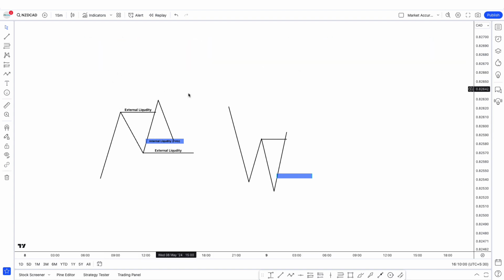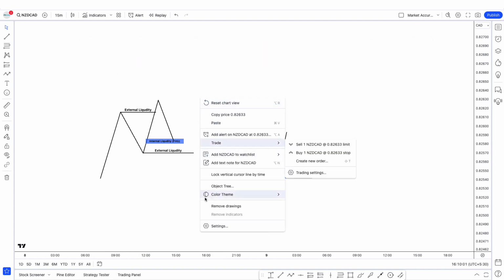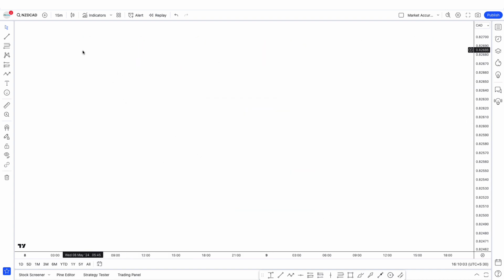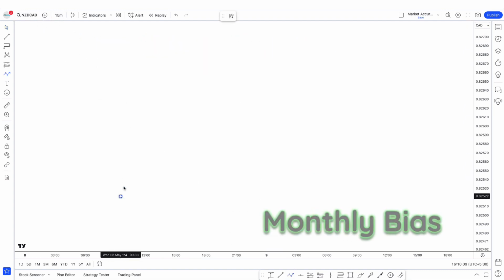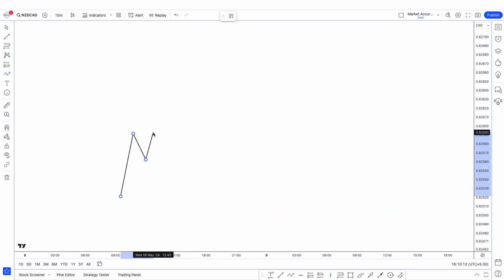So what do we look for on a smaller time frame? Now, that is the main question. So I'm going to start with the monthly time frame, so how you can determine your monthly bias. So let's say on the monthly, price goes ahead and takes out external liquidity around here. And you see a fair value gap, which is the internal liquidity in a discount zone.